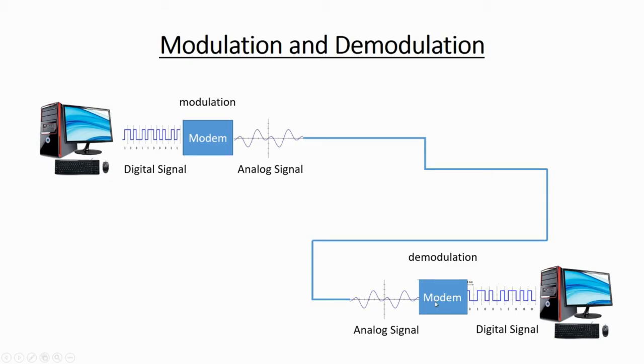So this is what the modem does for us. It is very, very important everywhere we access the internet. Somewhere the modem is playing a role for us. So now I hope that you exactly know what a modem is, what it does for us, and what modulation and demodulation are. I hope now it's very much clear to you.